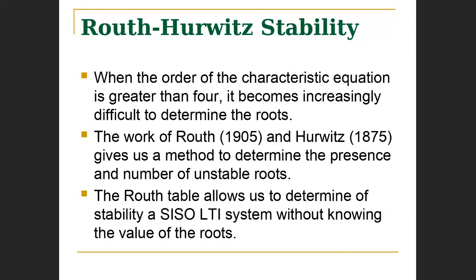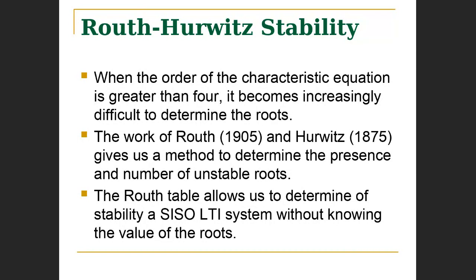And this is what they'd have used in the earlier times without these high computational computers and so on. All right, so the work of Routh in 1905, excuse me, and Hurwitz in 1875. These are two independent researchers, two independent scientists. They combined the work, and it gives us a method to determine the presence and the number of unstable roots.